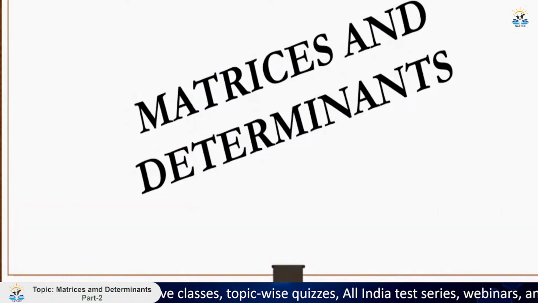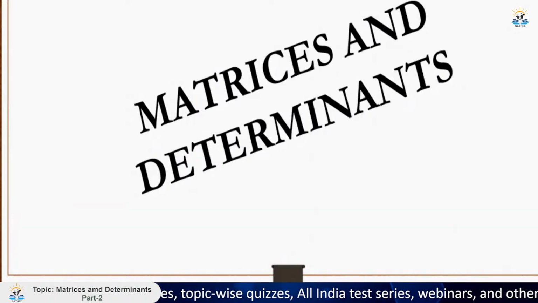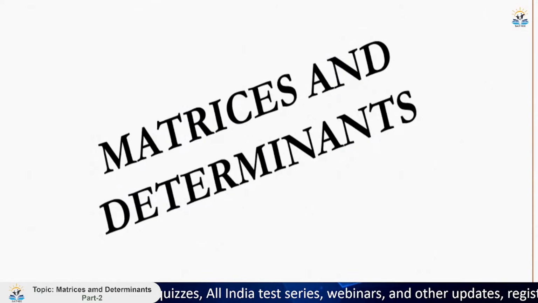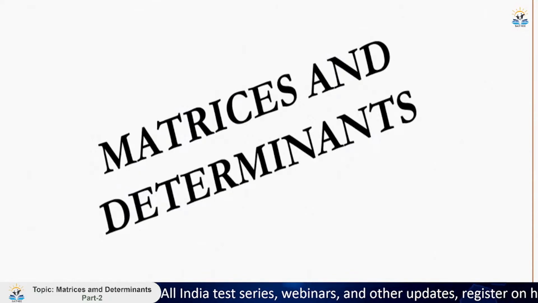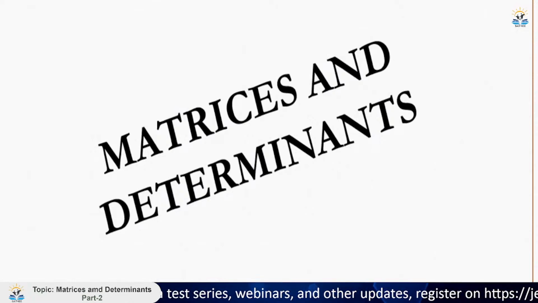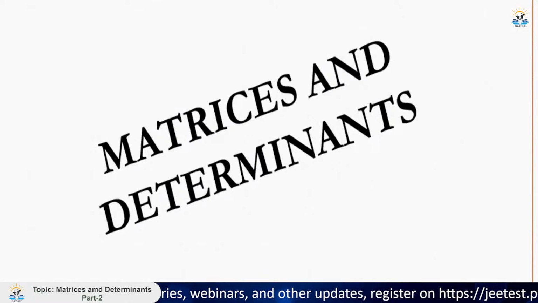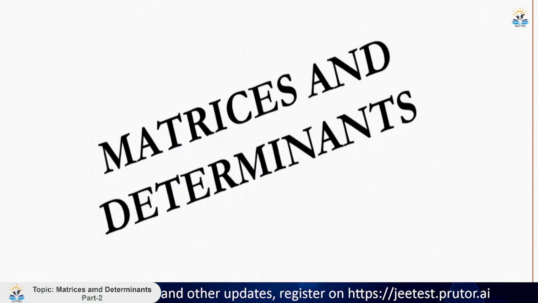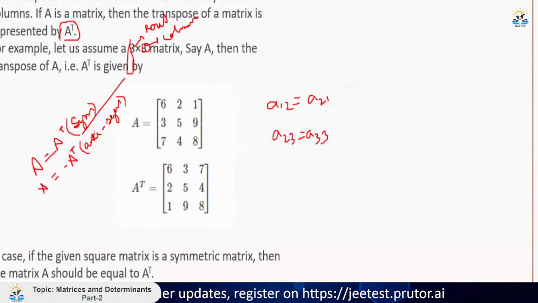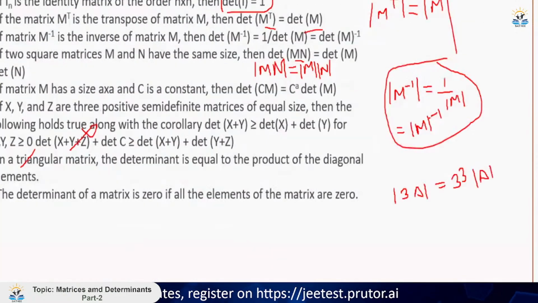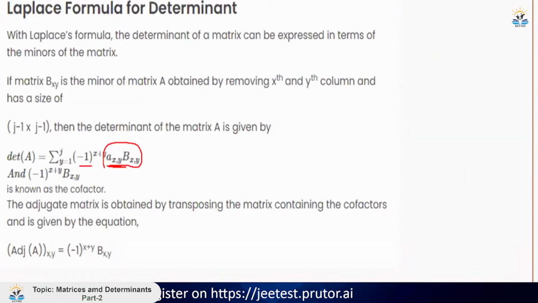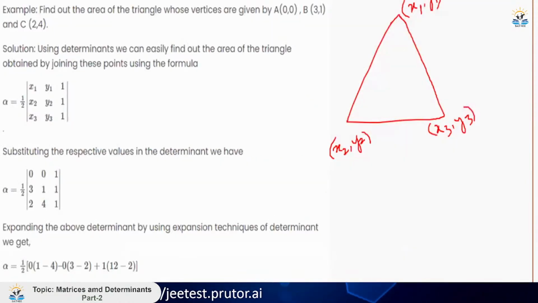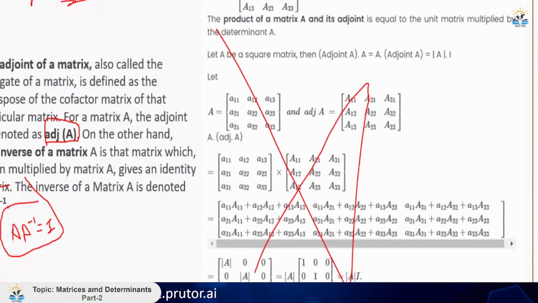Yesterday we discussed the matrices and determinants chapter, but yesterday our focus was on the theory part, and today we will do some questions so that you can practice them. So now let's start. Transpose of a matrix, the determinant, properties of determinant, Laplace formula, all these things we discussed yesterday. So today we are going to do some questions on these concepts.